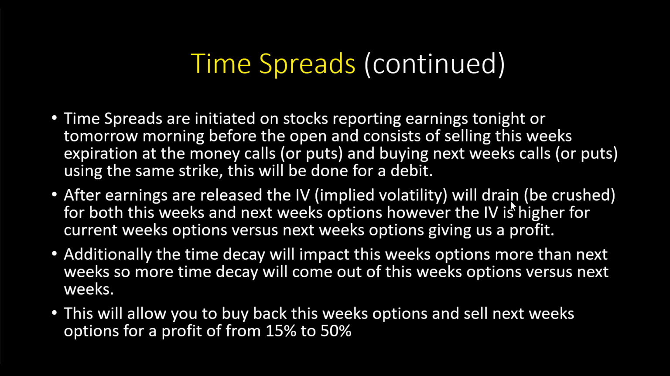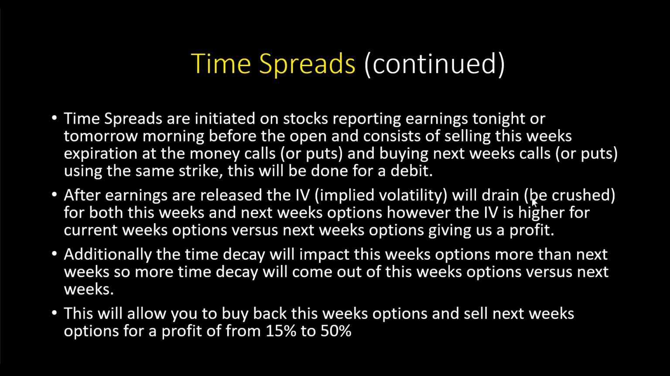This is where we make money, because since we've sold this week's calls and bought next week's calls, we're going to make money as the IV crush comes out of this week's calls because we can buy them back cheaper. And the IV for this week is going to be higher than the IV for next week. So we have a bigger base to go from on the implied volatility.